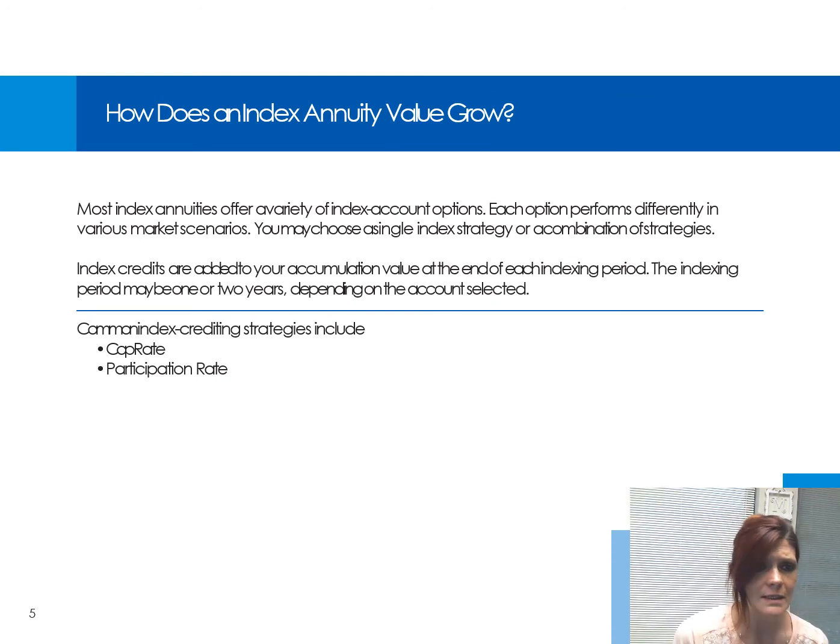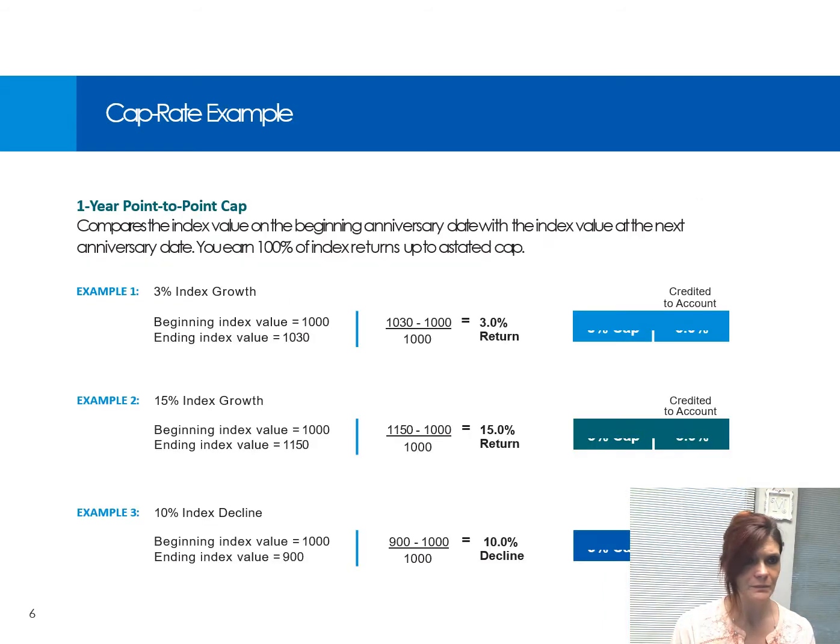Most indexed annuities offer a variety of different types of indexed accounts. You can do annual point-to-point, some averaging. You can do them with participation rates or with caps or spreads. So as we discuss what is right for you and what product's right for you, we would discuss the strategies available in that product, how they work, and which one might best fit your needs.